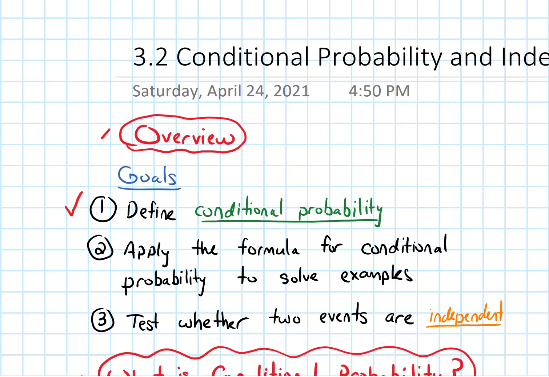So in terms of our goals for this section, we have done a few examples using the formula for conditional probability. In the next video, we'll talk about what it means for two events to be independent.